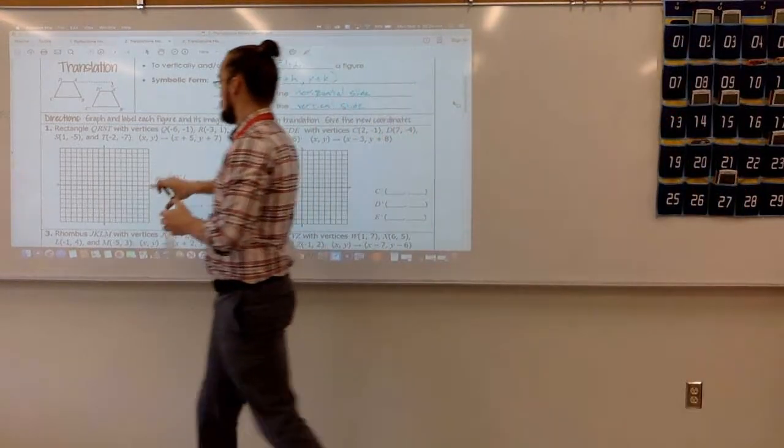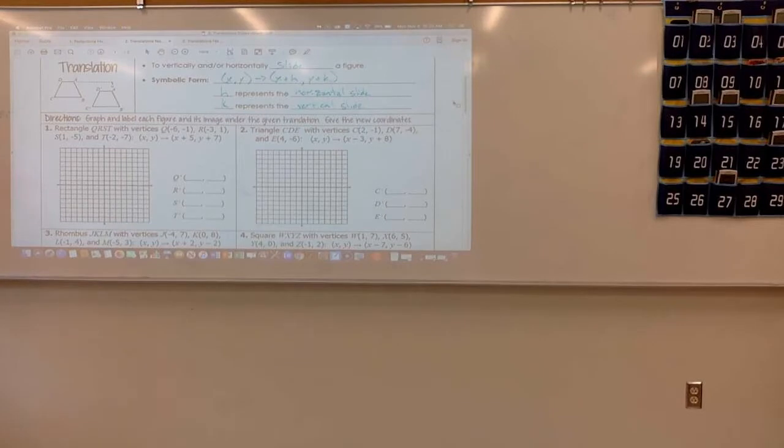So if we just jump right into an example here, again, we always want to plot our original coordinates first. So if I plot Q, R, S, and T here, let's see, Q is at -6, -1, R is at -3, 1, S is at 1, -5, and T is at -2, -7. So this is my original rectangle.